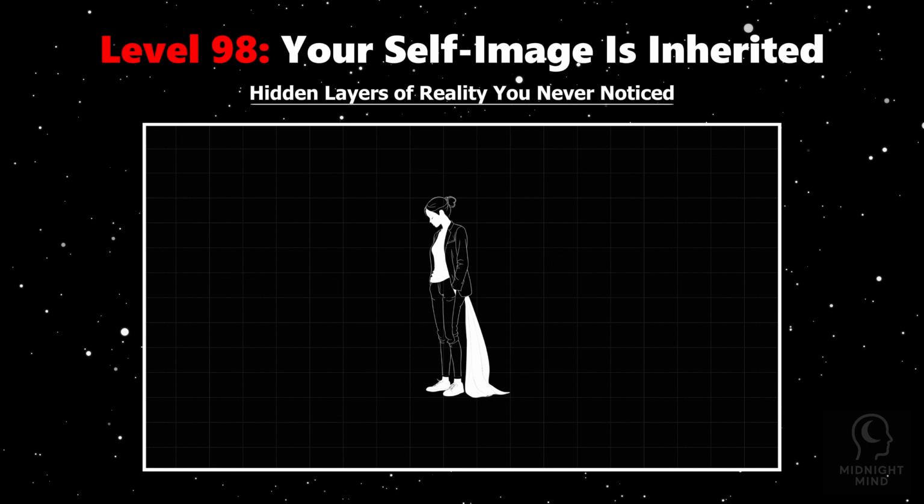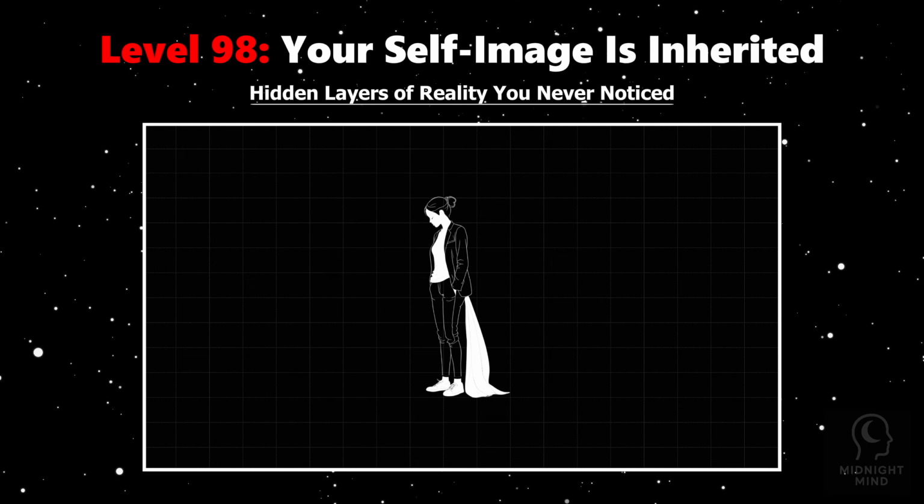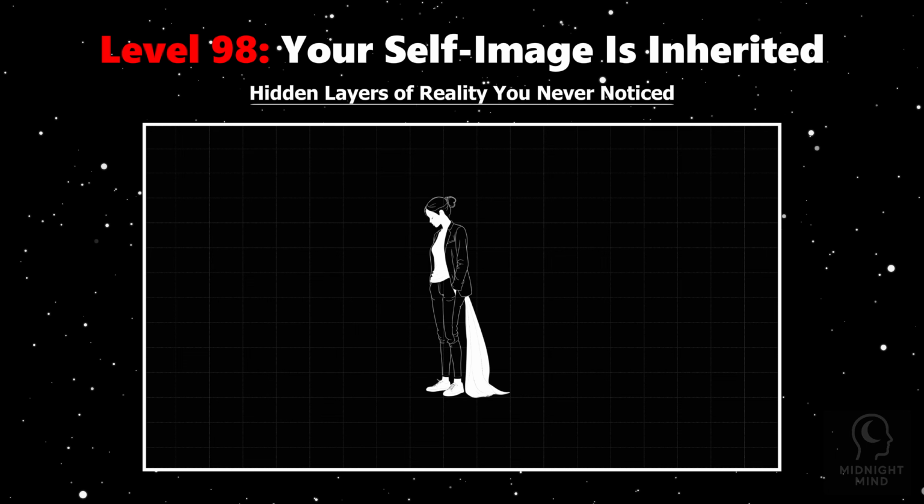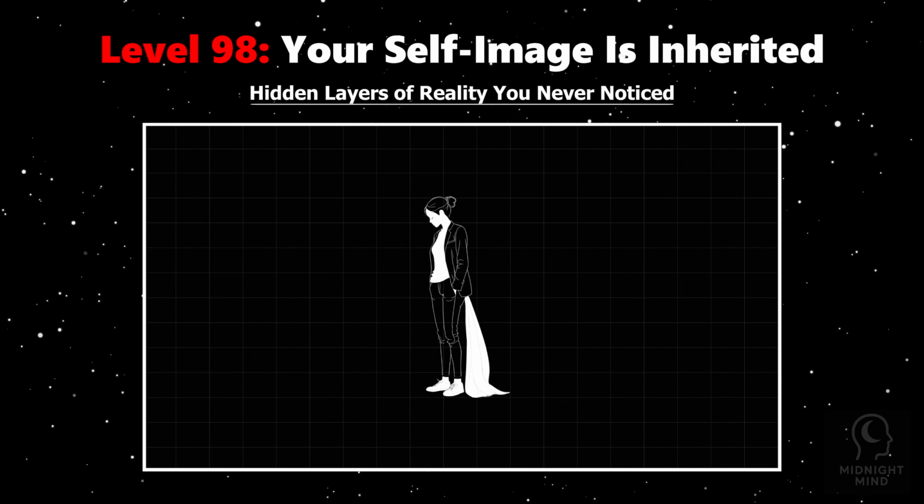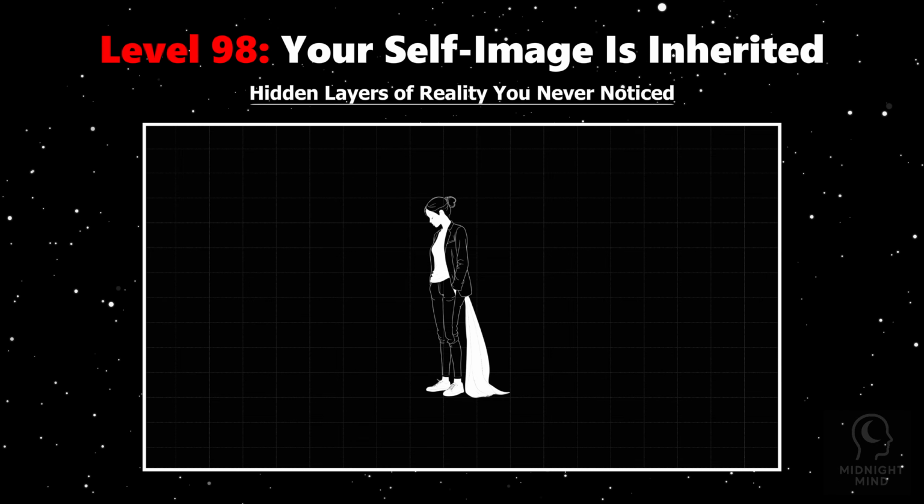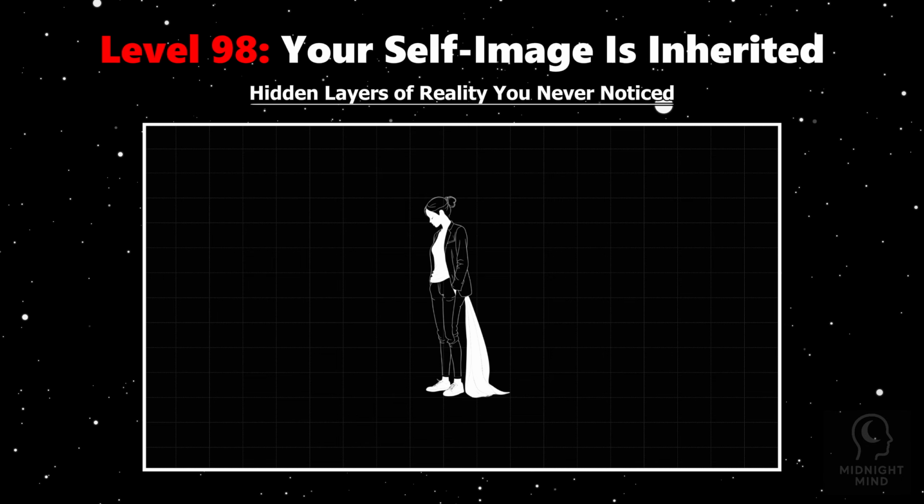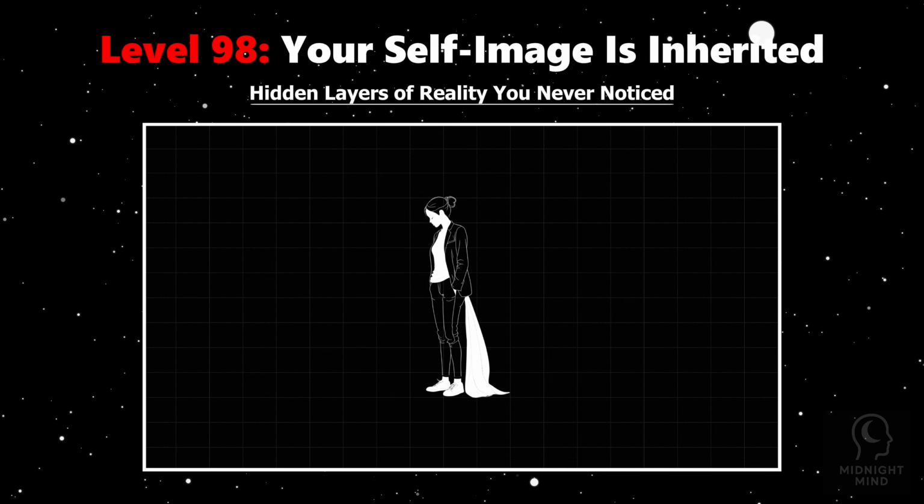Recognizing self-image as inherited is the first step to reclaiming authentic identity. It invites you to try on new beliefs, tailor your sense of self to your own truth, and shed what no longer fits. You are not just the sum of handed-down stories. You are the tailor of your own identity, stitching together a self that fits you perfectly.